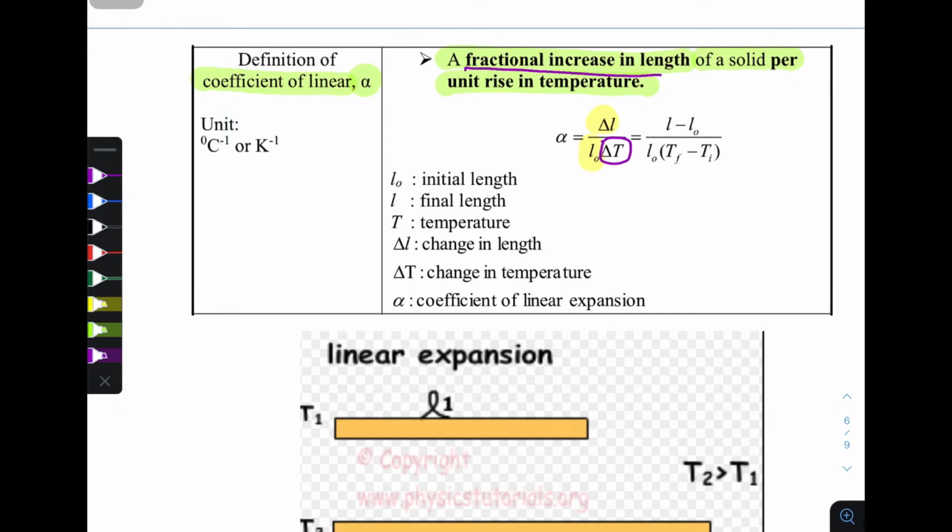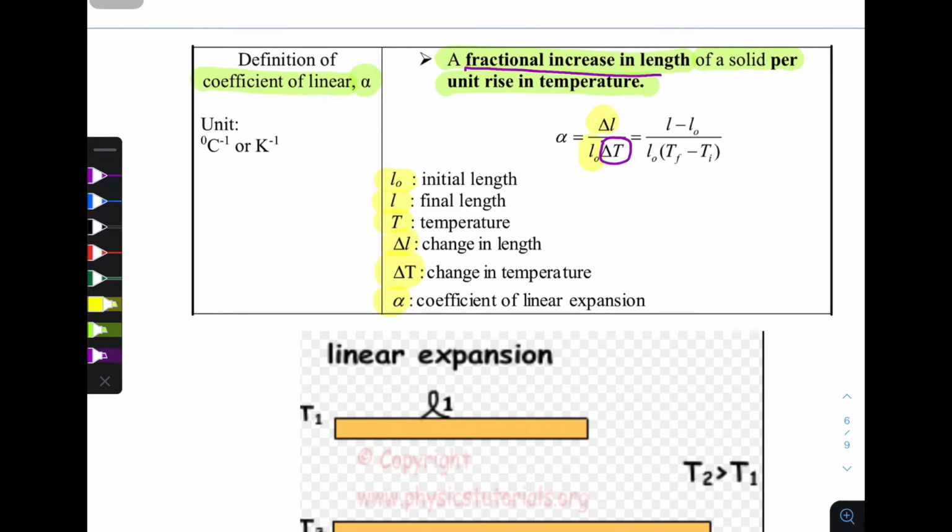Okey, so tengok takrifan. L0 ni adalah initial length, ni panjang asal. L ni final length. T ni is a temperature. Okey, delta L ni lah change in length. Delta T is the change in temperature. Meanwhile, alpha is a coefficient of linear expansion.